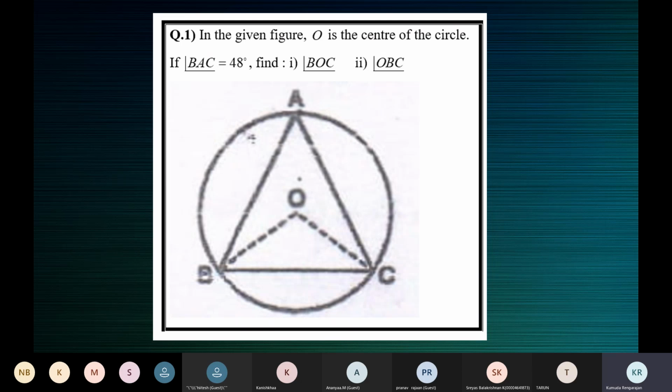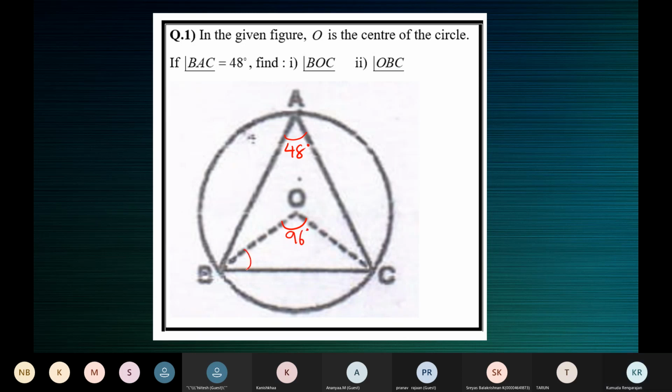In the given figure, O is the center of the circle. If angle BAC is 48 degrees, find angle BOC. Who can tell me the measure of angle BOC? Ma'am, 24. Kanishka? Ma'am, 96. Yeah, 96.